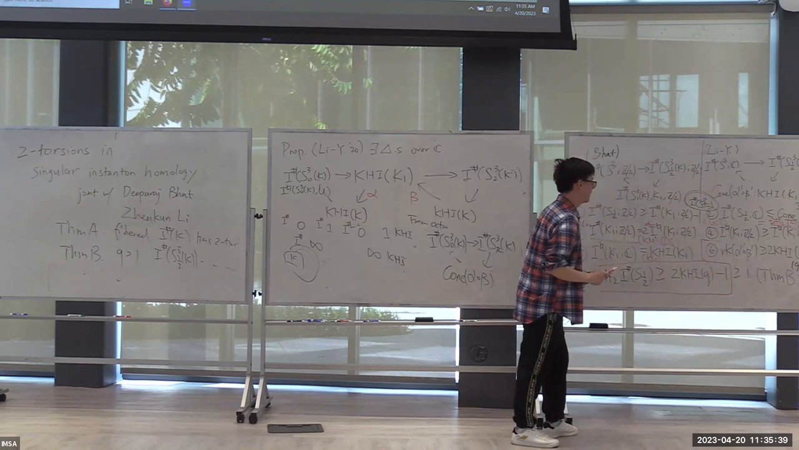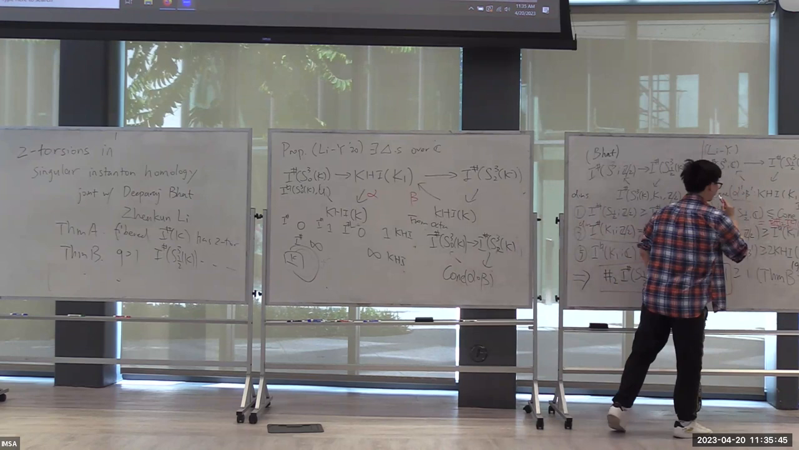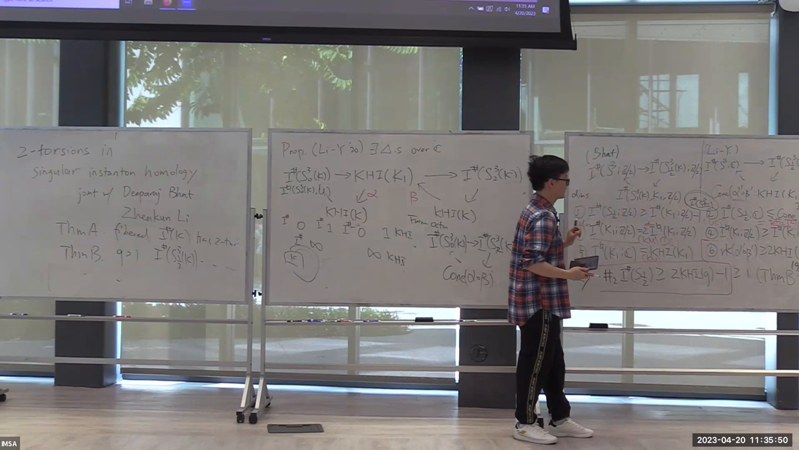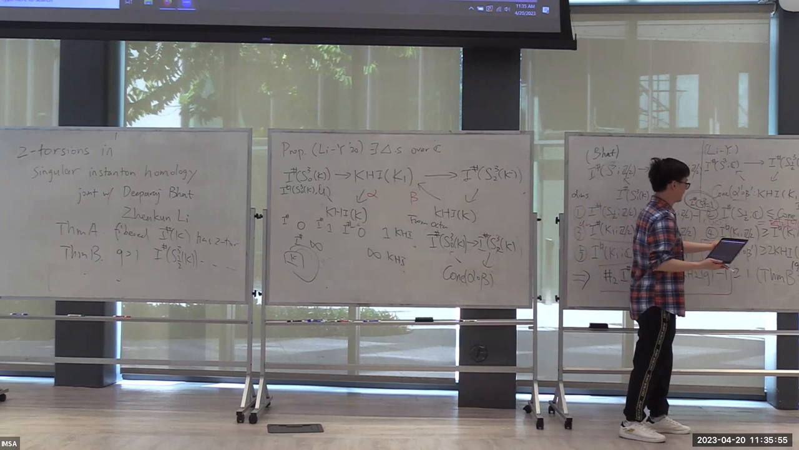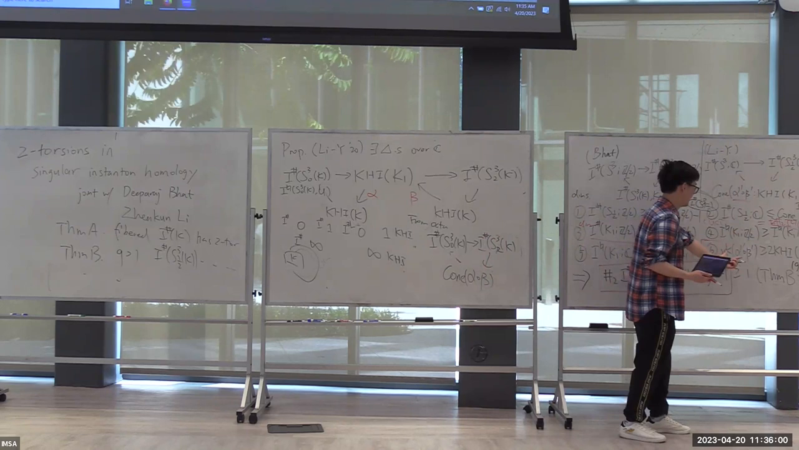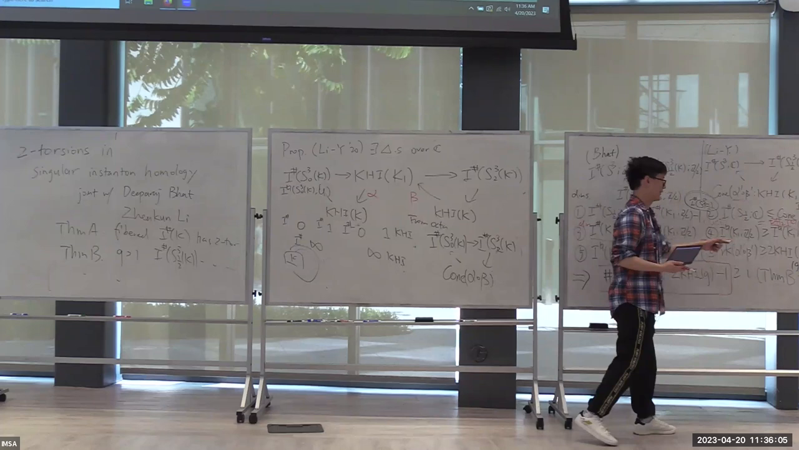And also we do need to compute the rank of the composition of the two maps. This is also important to get the two projects. If the rank is just trivial, then we cannot get any two projects. But here we could prove that the rank is at least two times the top dimension of the HFK, which I will explain later.